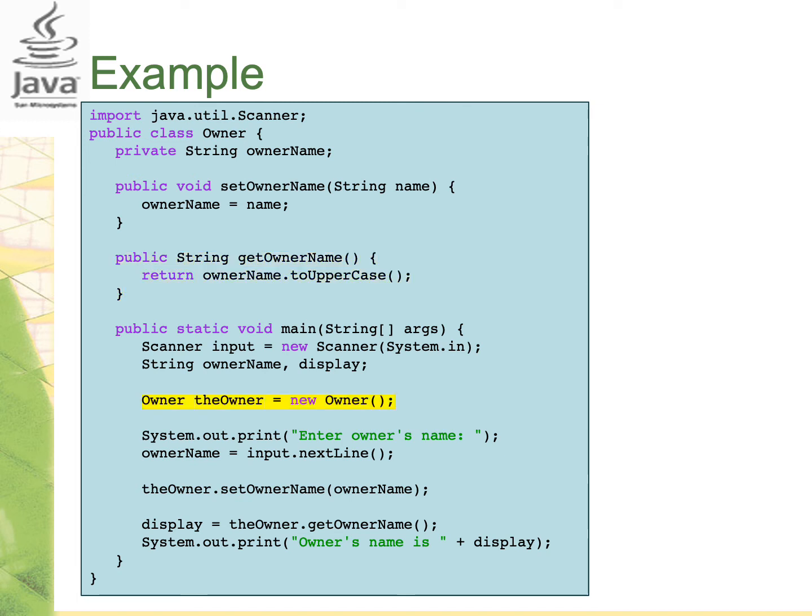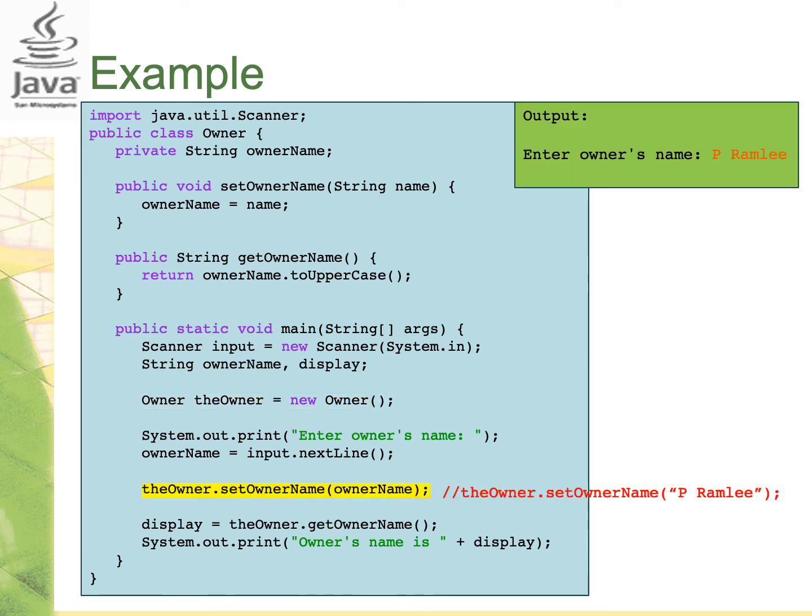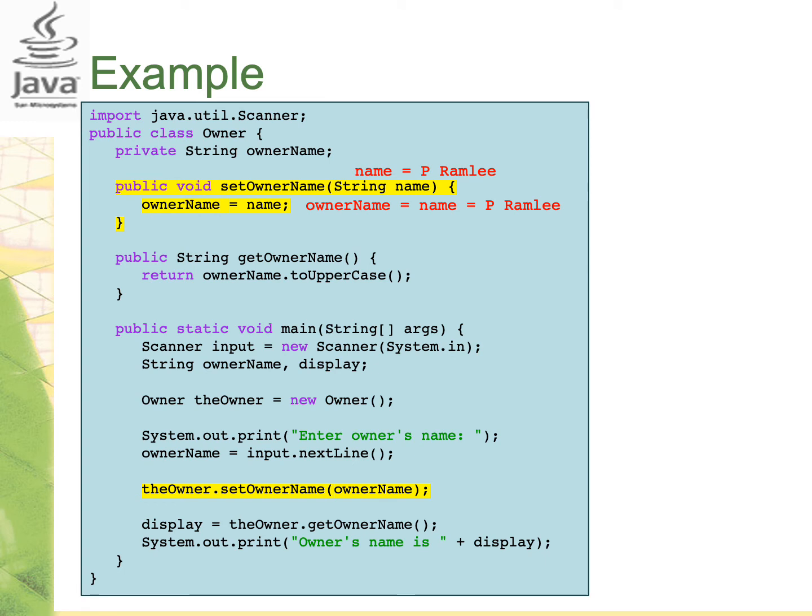In the main method, we declare and create an object of Owner class called theOwner. We ask the user to enter the owner's name and we keep the value in the variable called ownerName. So ownerName has the value p_rumly. We then call the setOwnerName and pass it the value p_rumly that the user has entered. From that line, it invokes the setOwnerName method and passes the value to variable ownerName. So ownerName now has the value of name, which is p_rumly.